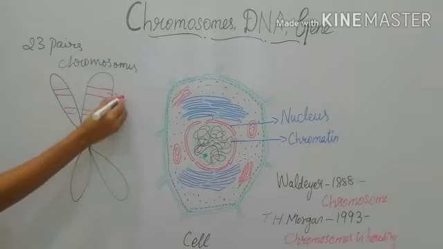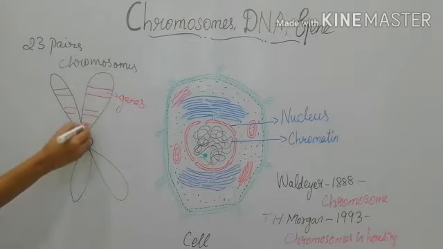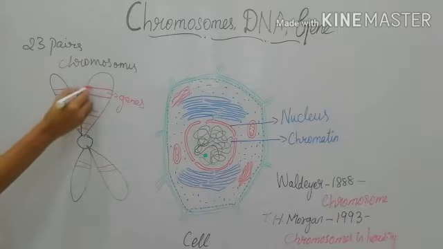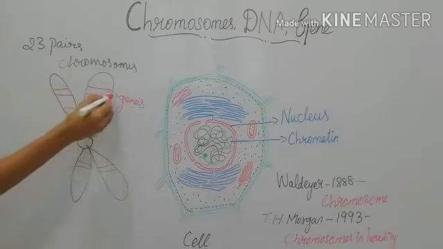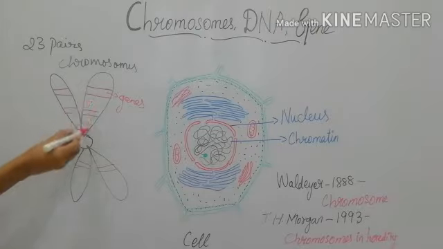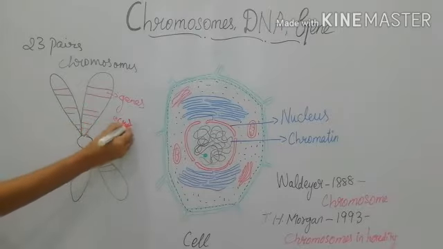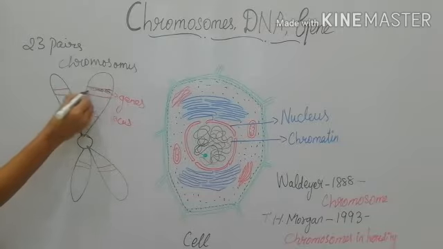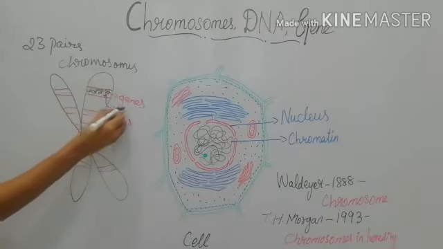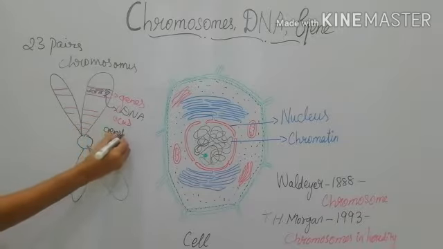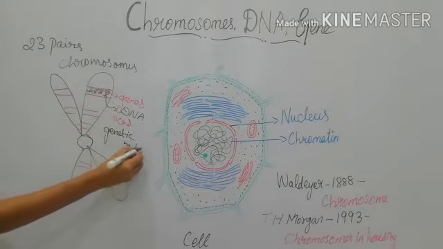So the chromosomes are made up of what? Chromosomes are made up of genes. And each gene is present in a specific location, a specific position in the chromosome. That position is called the locus. And if we look at this gene deeply, it is made up of so many small molecules, and those small molecules are called the DNA molecules. This DNA is the genetic material which will pass from one generation to the next generation during cell division.